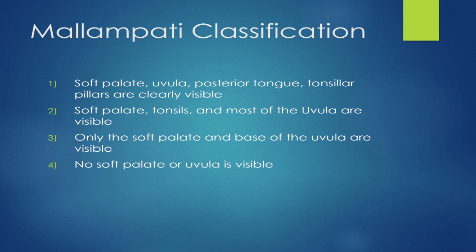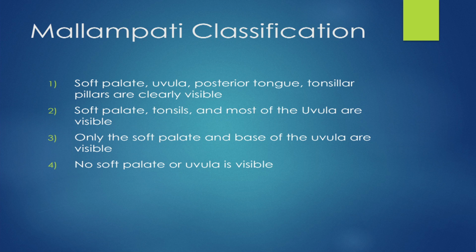Let's start off with the Mallampati classification. There are 4 classifications, 1 through 4. Mallampati 1. The soft palate, uvula, posterior tongue, and tonsillar pillars are all clearly visible. Mallampati class 2. You can see the end of the soft palate, the tonsils and most of the uvula are visible.